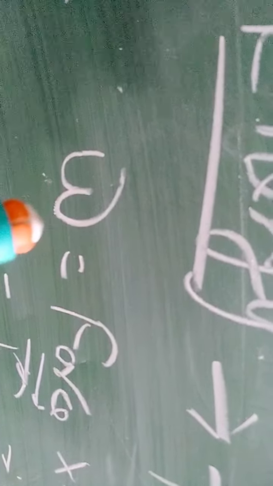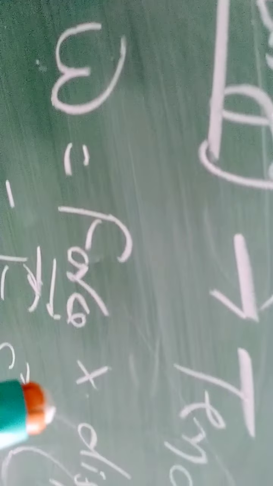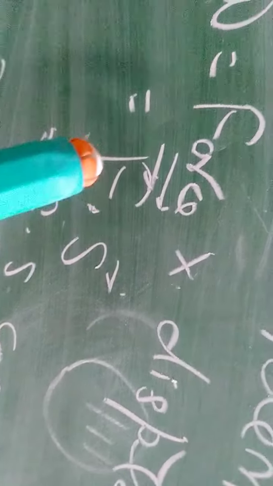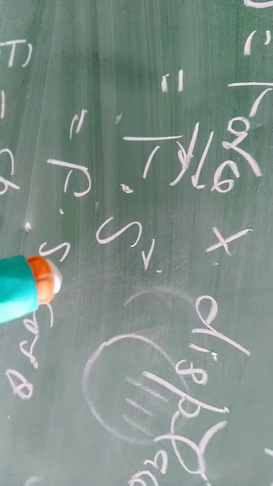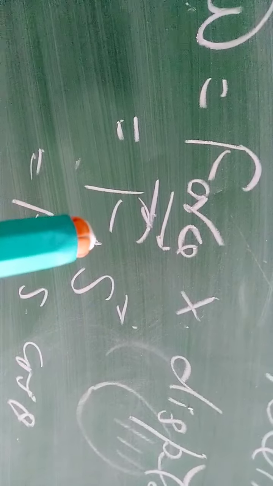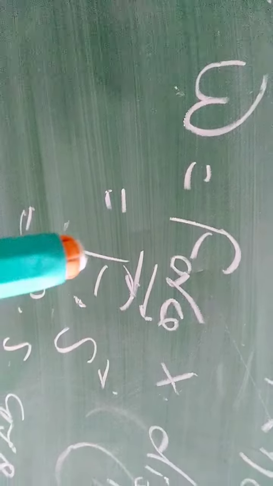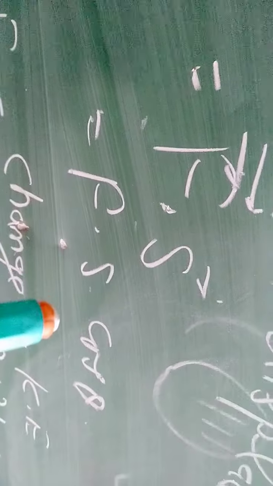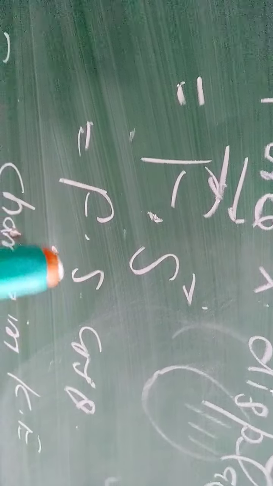What is work? Work is equal to force into displacement. Force F dot S. It is a vector. F is vector, S is vector, but the dot product is a scalar quantity. Work done is a scalar quantity. It is equal to F dot S. This is equal to Fs cos theta.